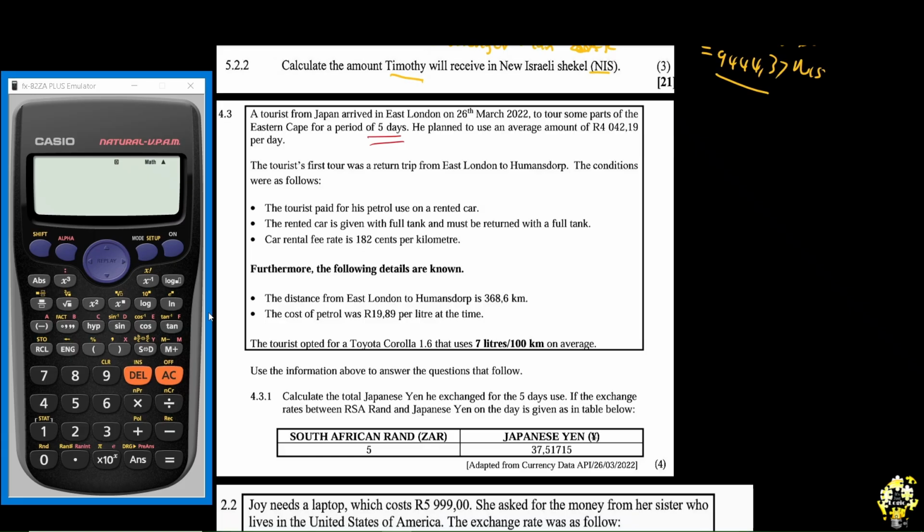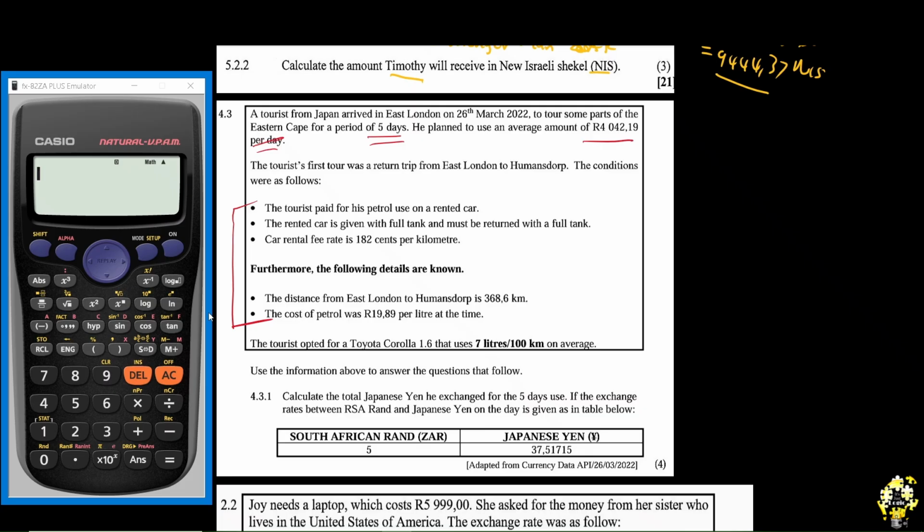He planned to use an average amount of 4,042.19 per day. So a day he just wants to use 4,042.19. Now, we are not focusing on the conditions mentioned here, because I have done this question, and these conditions have to do with other questions which are not here. For this particular question, it's this that we have to focus on.